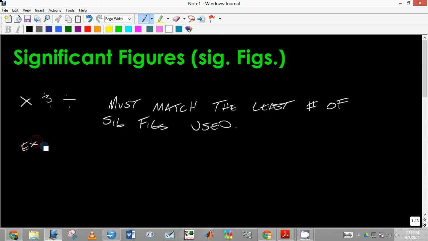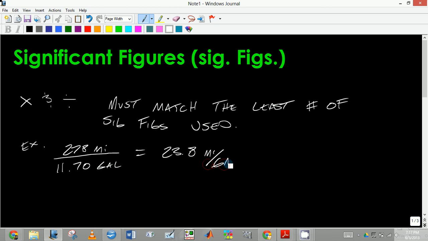Here's a quick example. So we say 278 miles, and then we have 11.70 gallons. So basically, we calculate this out here. We get 23.8 miles per gallon. Okay, what I want you to notice is that you must match the least number of sig figs.